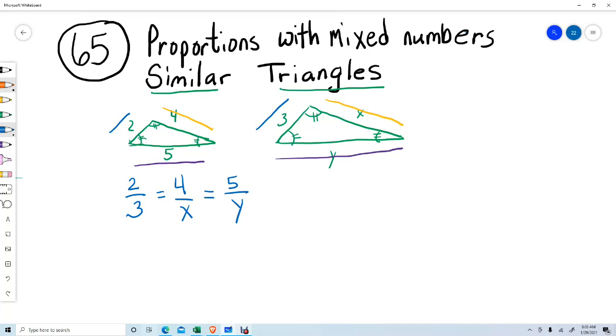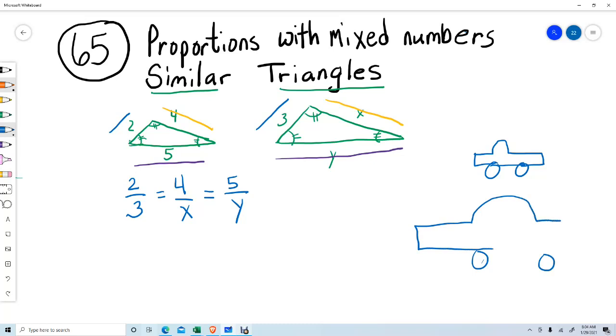Think about if you've ever done model cars, okay. Have you ever built like a cool model car? Probably looked way cooler than this, okay. And they would say this is to scale. So it'd be like the identical replica of an actual real car. It just was tinier. But they're proportional in all their dimensions. So it's the same thing with a similar triangle.